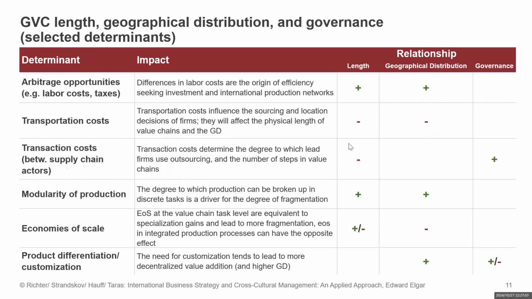So considering this, you might want to have a shorter value chain, because then you don't have to have these negotiation or monitoring costs generated. You want to have more control, more governance. And then for the modularity of the production, the degree to which production can be broken up in different tasks is the driver for the degree of fragmentation. Then you decide a different length, a different way to distribute.